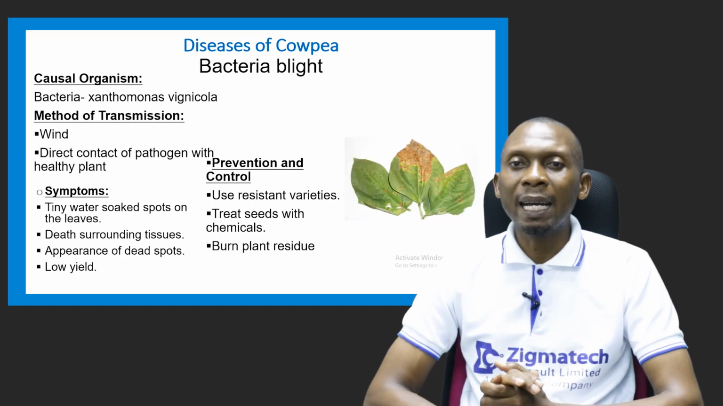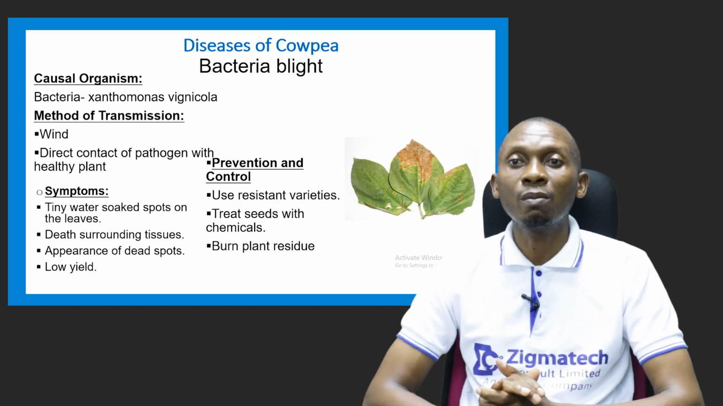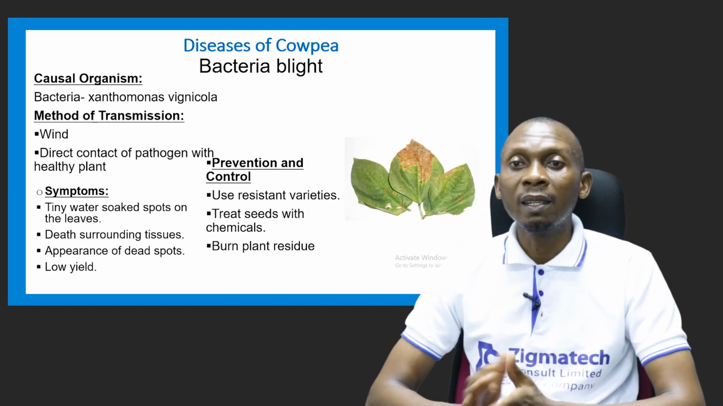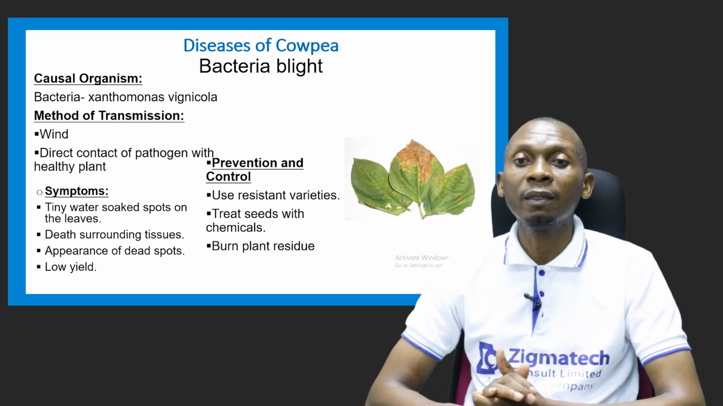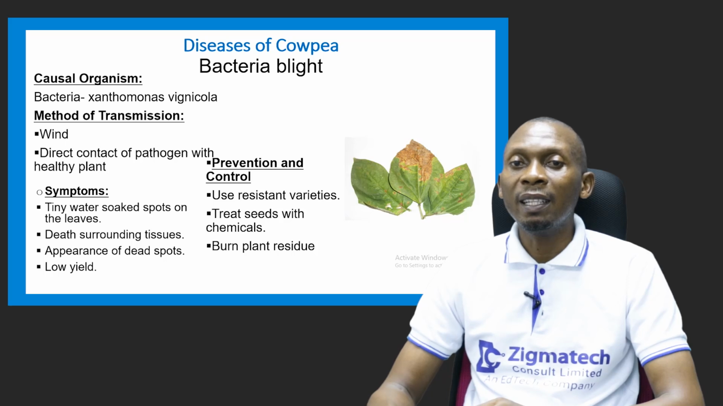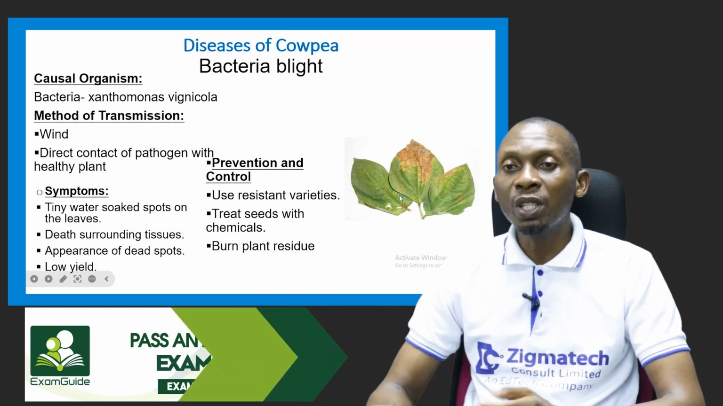We have bacterial blights, which is another disease that affects cowpea, and is a bacterial disease, Xanthomonas vignicola, and is transmitted by wind or direct contact of pathogens with healthy plants. Now, the symptoms here are tiny water-soaked spots on the leaves. Of course, then we have death of surrounding tissues. As you can see, these tissues here are dying. Then there's appearance of dead spots also. See dead spots. There will also be low yield.